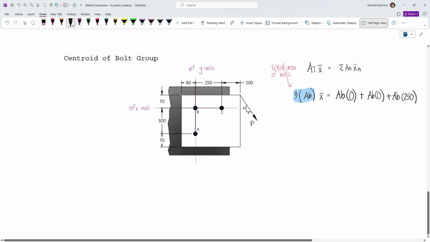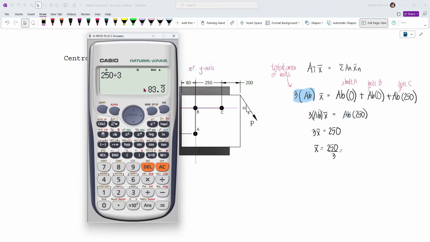And so this simplifies into 3AB times barred x. So this is equal to, this will cancel, and then we have AB multiplied by 250. And so solving for barred x, this will also cancel. So we have 3 barred x equals 250. Barred x will be, from the reference axis, 250 over 3, which is approximately 83.33.